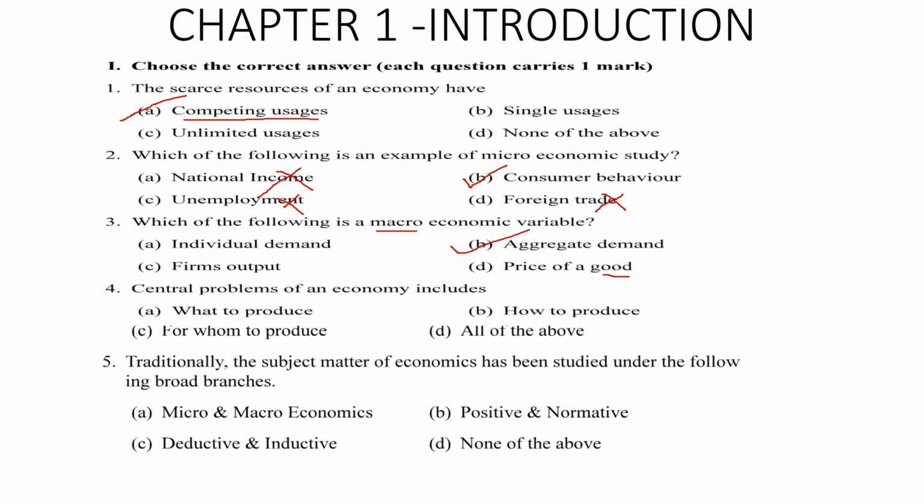Then question number 4. Central problems of an economy includes. Another important question for 4 marks also. Central problems of economy: what to produce comes, how to produce also comes, and then for whom to produce. So all of the above is our answer. Fifth question. Traditionally, the subject matter of economics has been studied under the following broad branches. So we study economics under 2 branches, that is microeconomics and macroeconomics.